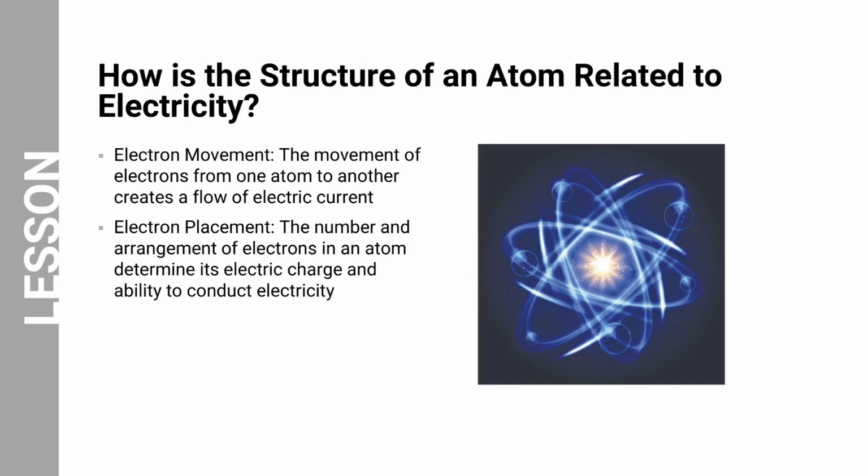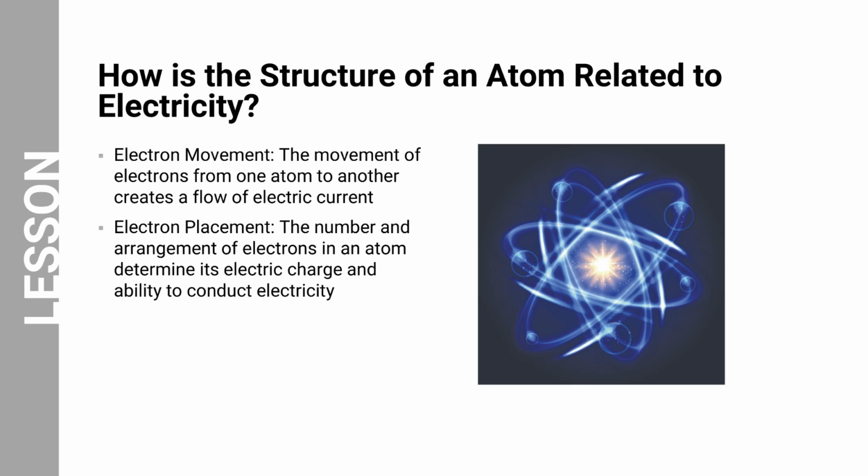The structure of an atom is related to electricity in two ways: electron movement and electron placement. The movement of electrons from one atom to another creates a flow of electric current. Imagine tiny charged balls, electrons, flowing through a wire like water in a pipe.